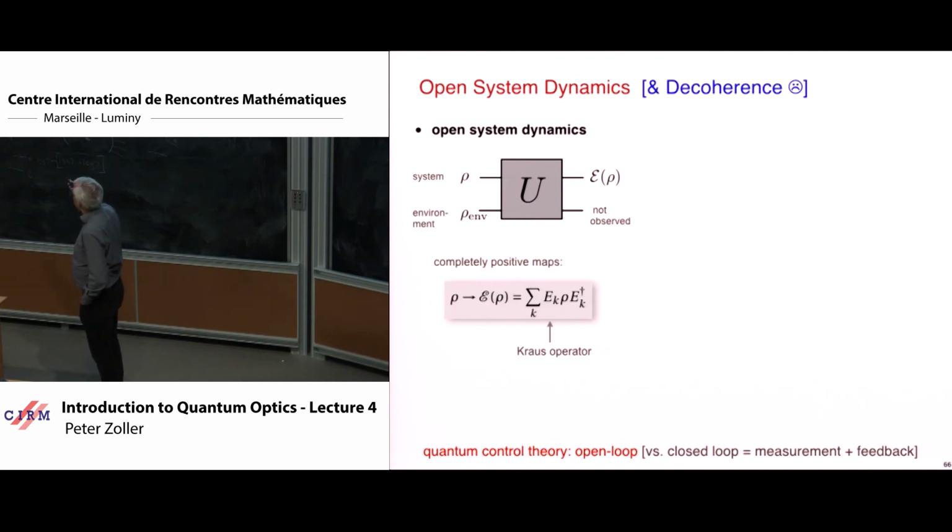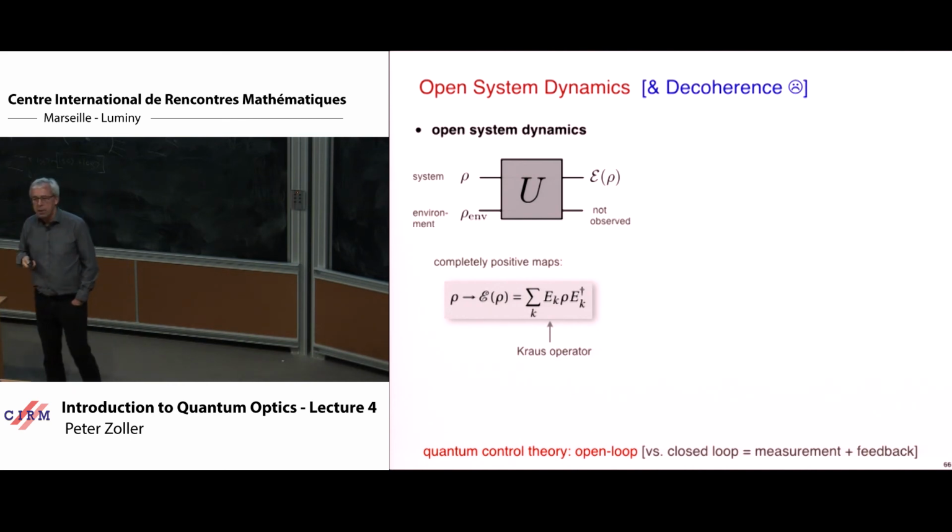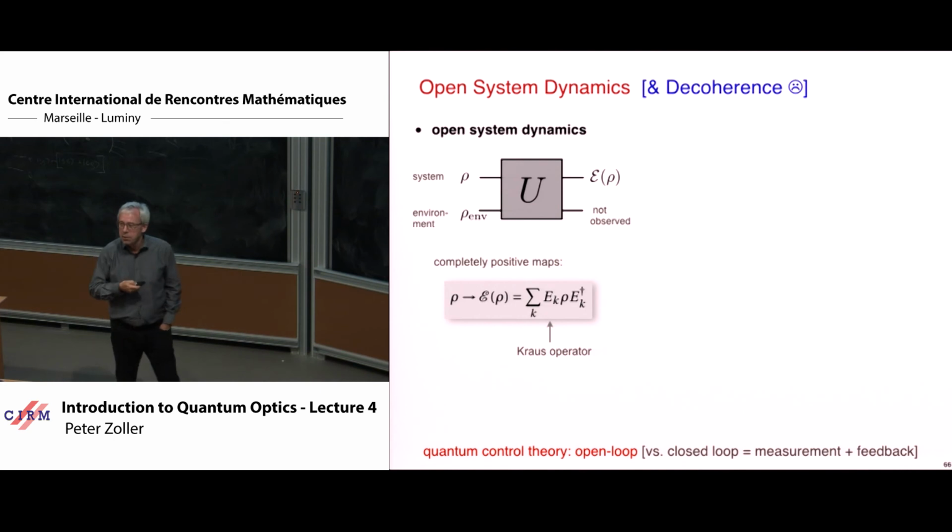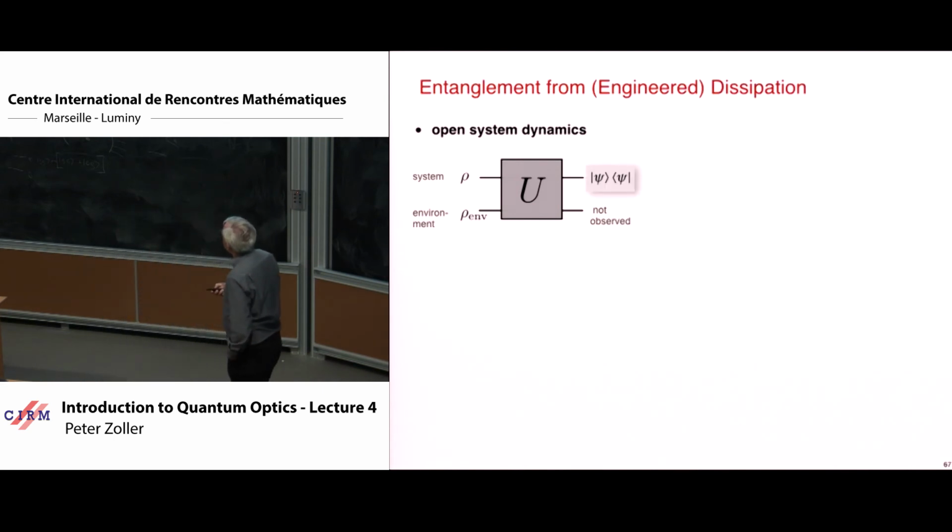How would you describe these things? If I show you this completely positive map, all of you will be very happy because in the meantime you're experts or semi-experts on these things. Let me ask you now a different question. We can take the God-given couplings to the environment, or we might be clever in trying to engineer a certain coupling to the environment.